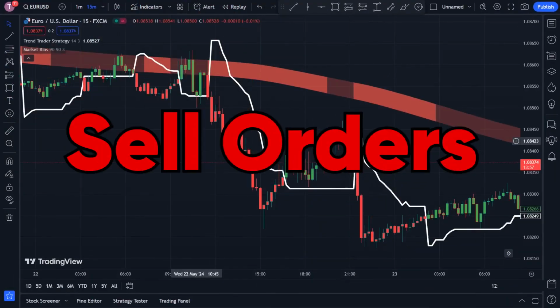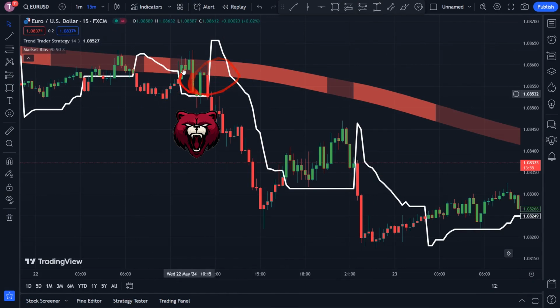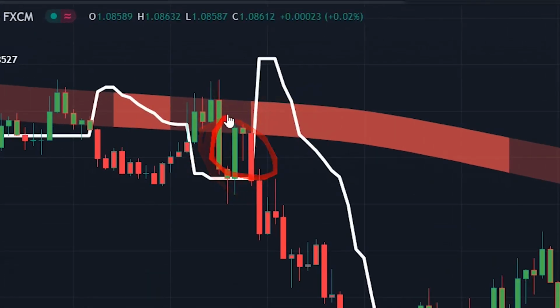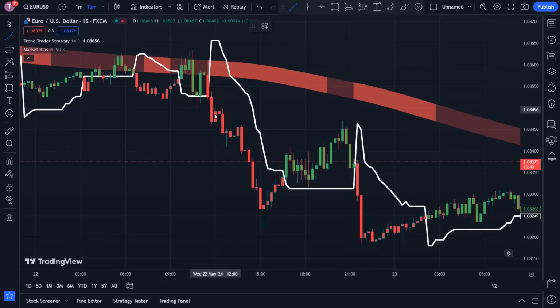For sell order, we need to look for a bearish breakout, which means that the candles have crossed the trend trader indicator line from above to below and turned red. Then we check the market bias indicator and make sure that we are in a downtrend. Once everything is in place, we have found a suitable entry point.